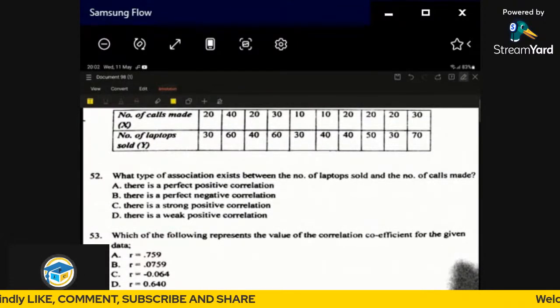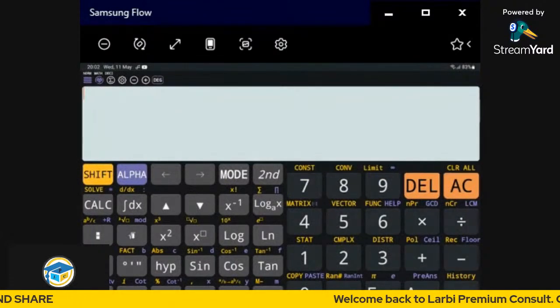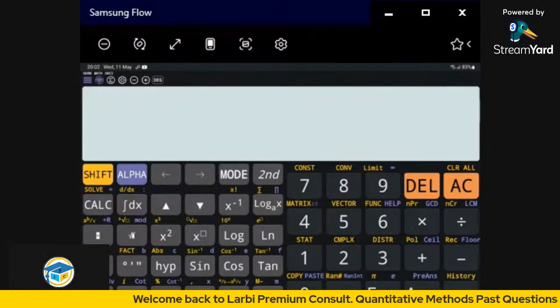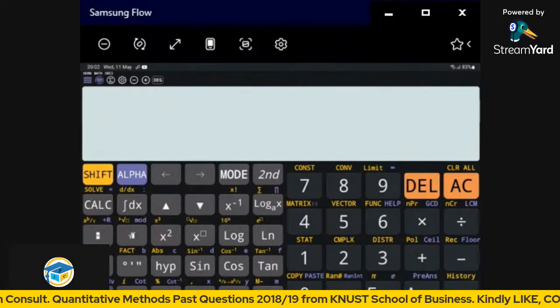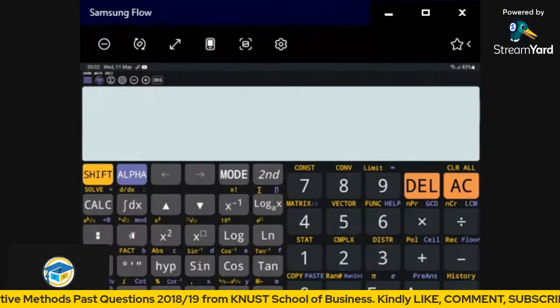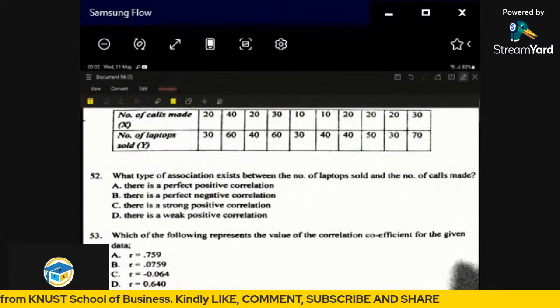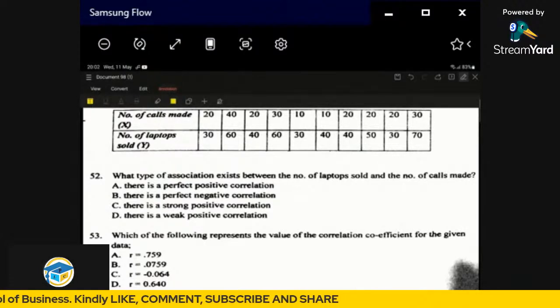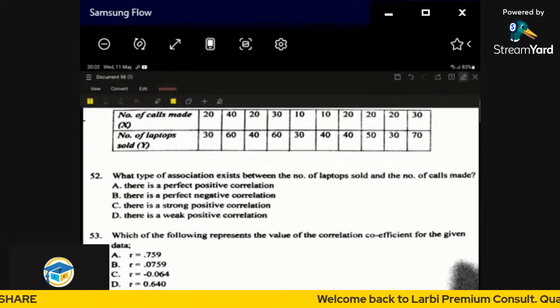So now let me zoom to my calculator. You can see it here. For you to answer this question, this is what you need to do. Realize that the number of calls that the attendants make was given here as 20, 40, 20, 30, 10, 10, 20, and then 30. And then we have the number of laptops sold. So how do you solve this using a calculator?